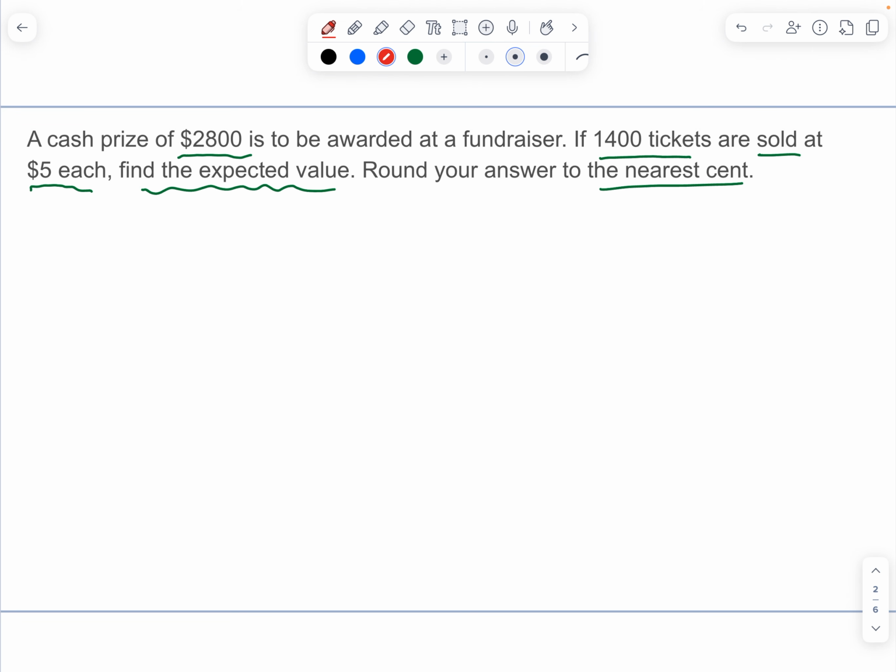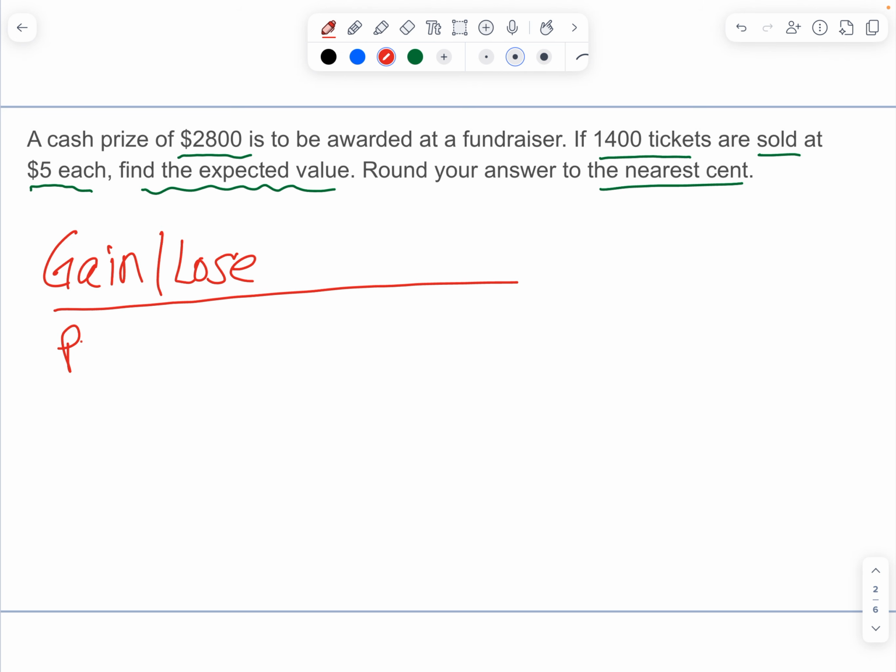So I like to make a little chart. So we're going to start with what could you gain or lose? And then underneath there, we'll look at the probability of it happening. Okay. All right. So if you buy a ticket, right, you're going to lose $5. So I'm going to put a negative $5 there. That's what we're going to lose. Anybody would lose $5 because they have purchased a ticket.